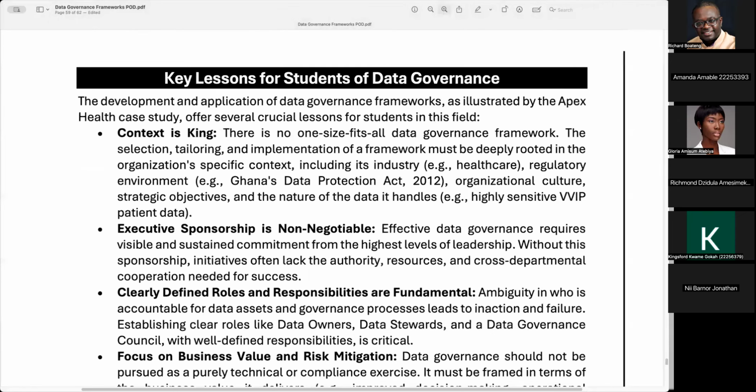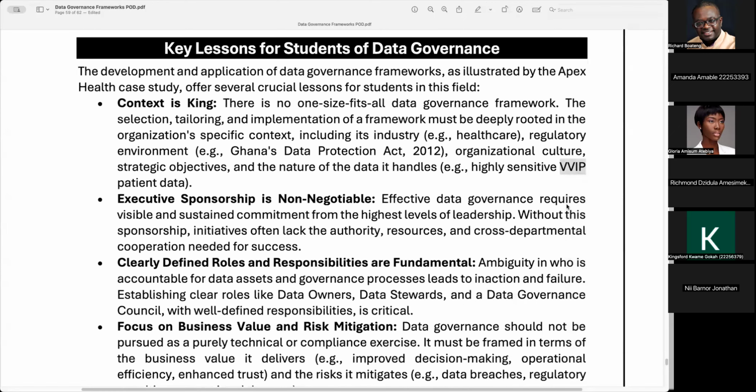Precisely. The second critical lesson, which was strongly emphasized throughout the source material and vividly illustrated by the Apex case, is that executive sponsorship is absolutely non-negotiable. Think about it. Apex Health couldn't possibly implement those stringent, multi-layered security controls, the complex approval workflows required for VVIP data access, or secure the necessary investment in sophisticated security and monitoring technologies without clear, visible, and sustained commitment from the absolute highest levels of leadership, the board of directors and the senior executive management team.